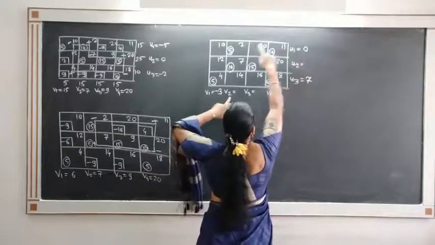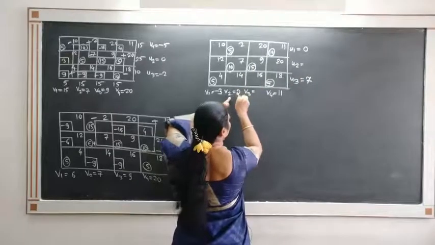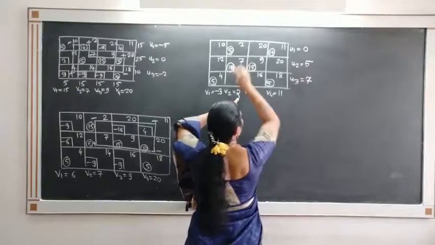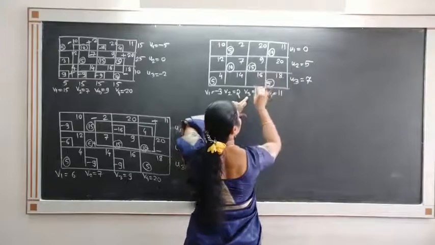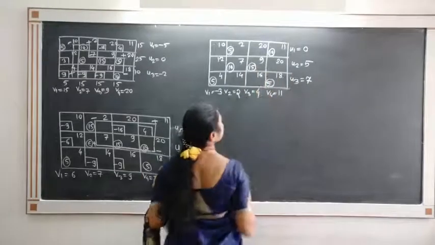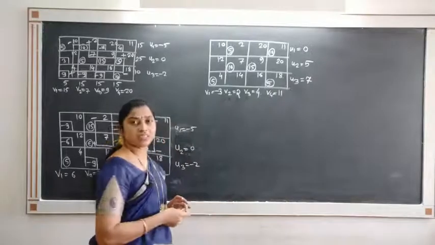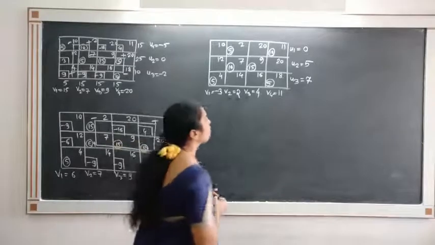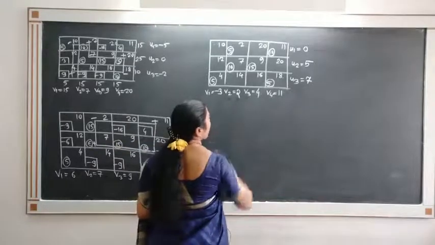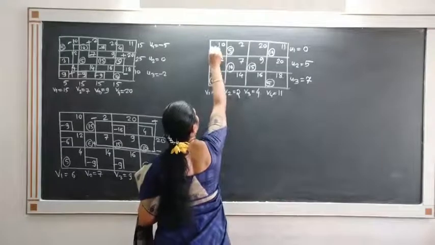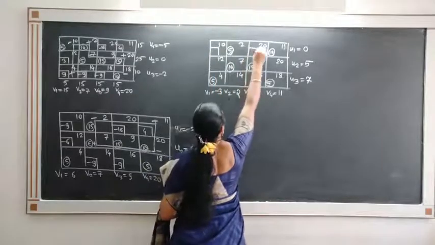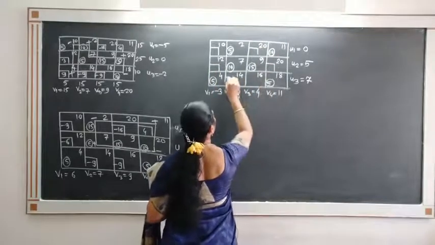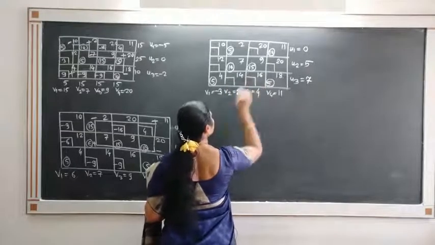Now see, u1 is equal to 0, so v2 is equal to 2. v2 is equal to 2, so u2 is equal to 5, so that 5 plus 2 becomes 7. And u2 is equal to 5, so v3 is equal to 4, so that 5 plus 4 equals 9. So for basic cells, we have used the formula Cij is equal to ui plus vj, and we find the values of u1, u2, u3 and v1, v2, v3, v4. Now find the values of non-basic variables by taking the formula Xij is equal to ui plus vj minus Cij.